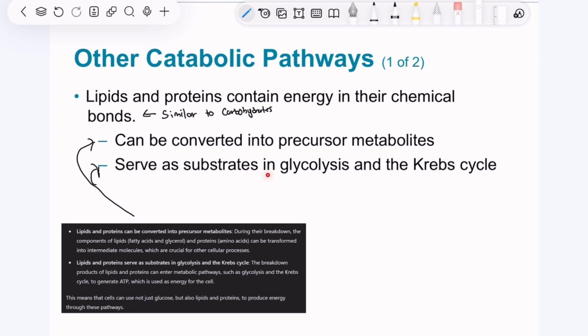It also serves as substrate in glycolysis and the Krebs cycle, meaning that the breakdown products of lipids and proteins can enter metabolic pathways such as glycolysis and the Krebs cycle to generate ATP, which is used for energy for the cell. This means that the cell can use not just glucose, but also lipids and proteins to produce energy through these pathways.